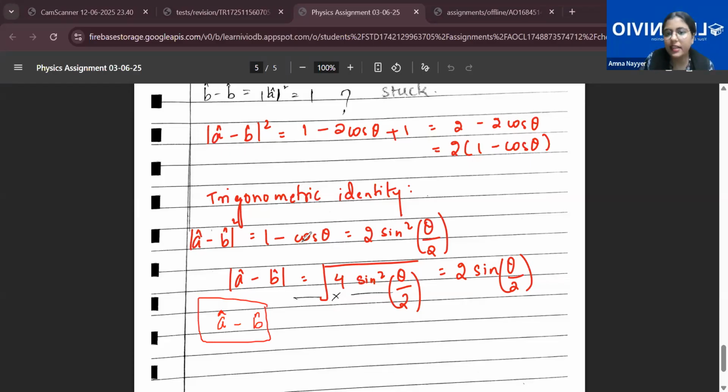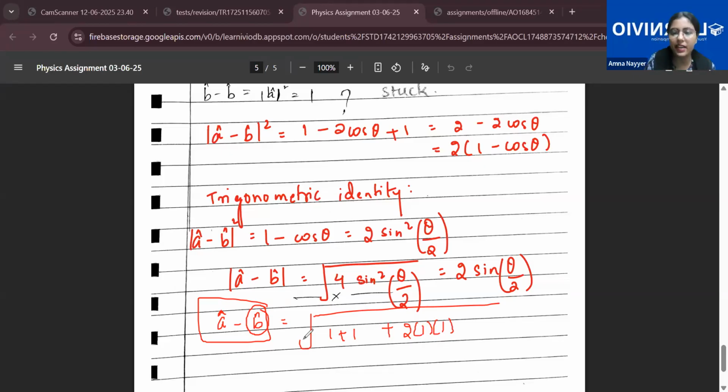There is a trigonometric identity. See, what is this equal to? This can be written as 1 minus cos theta. Do you agree? How? If you take under root of 1, what's the magnitude of a cap? 1? What's the magnitude of b? 1? 2 into 1 into 1. Under root, I'm using the parallelogram law, class.